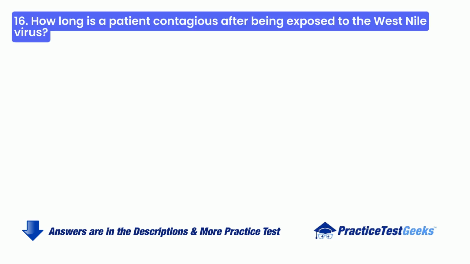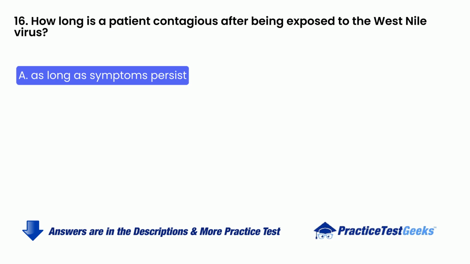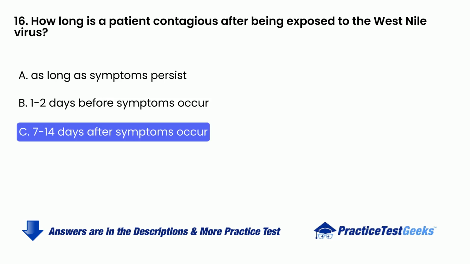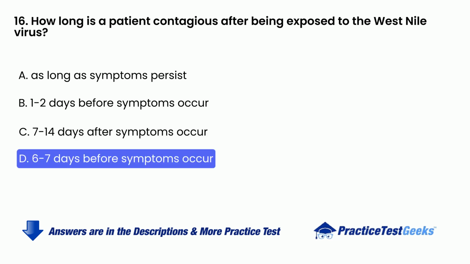How long is a patient contagious after being exposed to the West Nile virus? A. As long as symptoms persist. B. 1 to 2 days before symptoms occur. C. 7 to 14 days after symptoms occur. D. 6 to 7 days before symptoms occur.